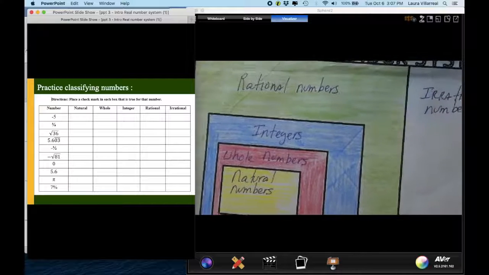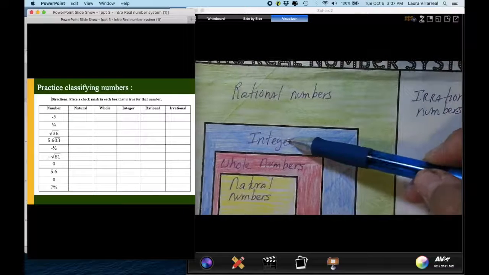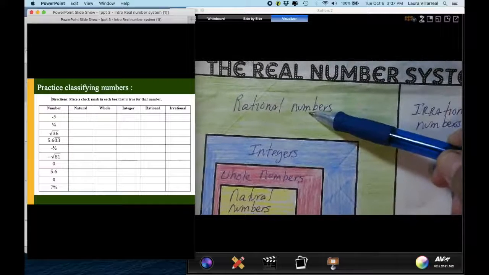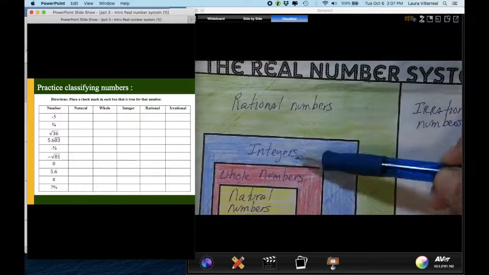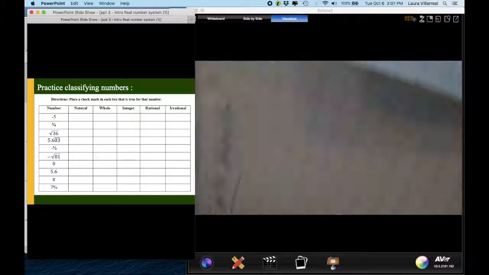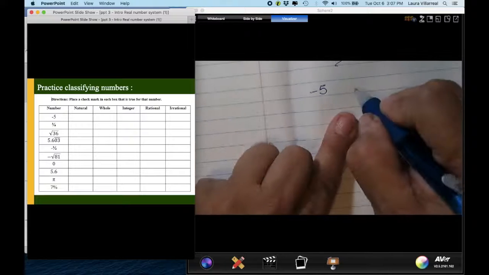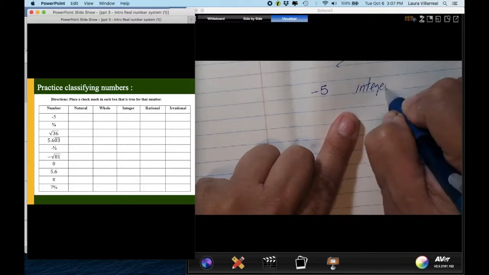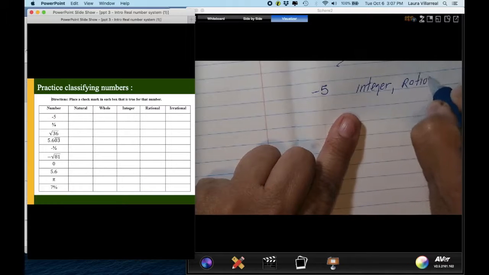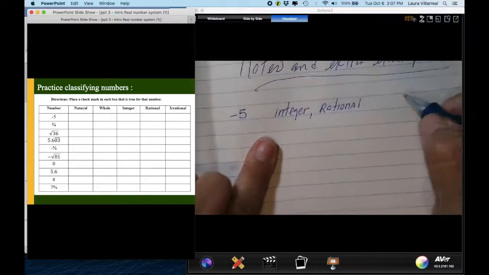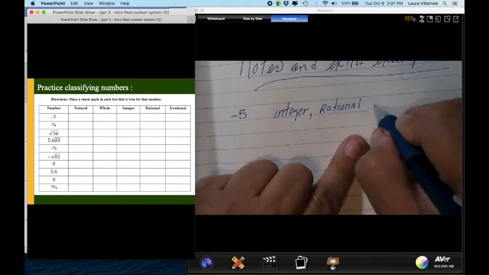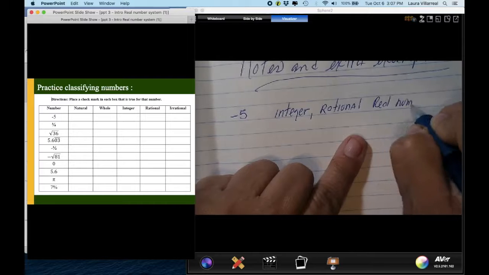So let's look for -5. Now I know that -5 is an integer. It is an integer, it is a rational number, and it is also a real number. So notice that I'm listing all the sets above it. So -5 is an integer, it is rational, and it is a real number system. Now, real number system is not a choice there, but I'm going to go ahead and write that down.